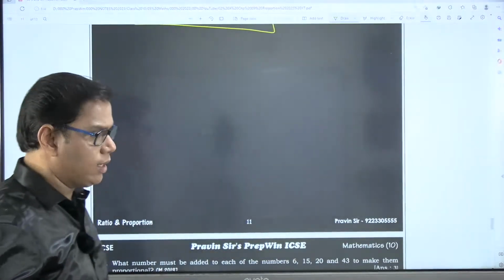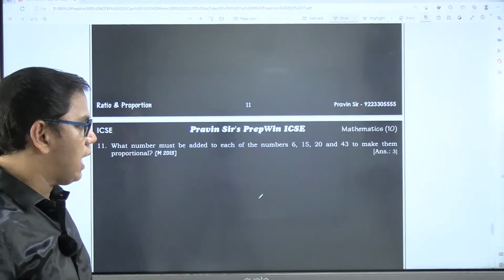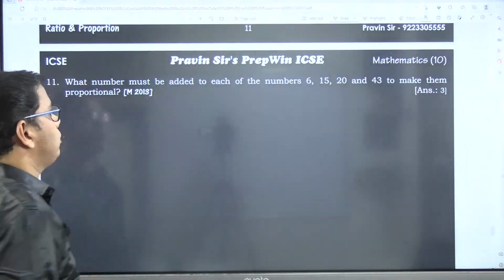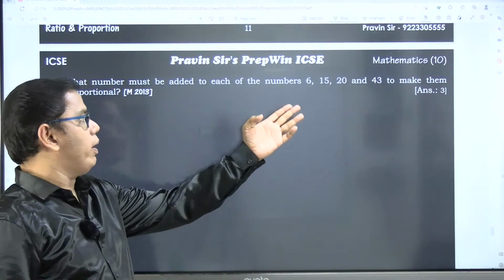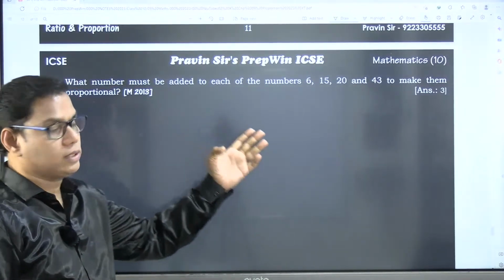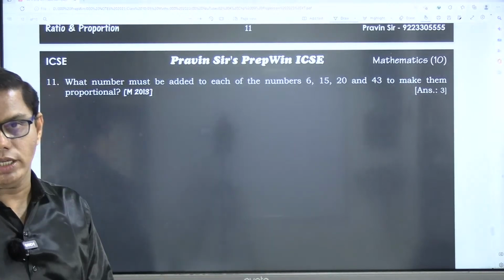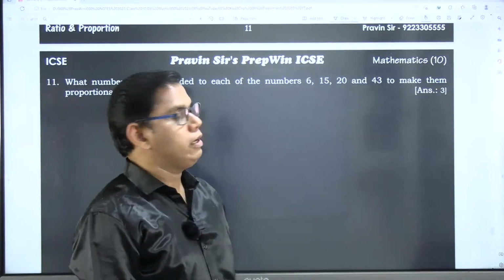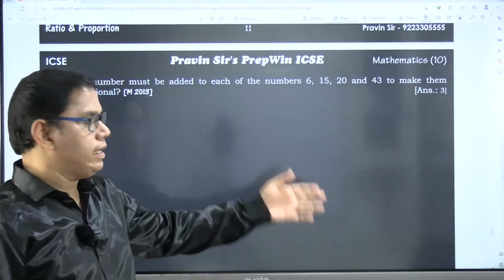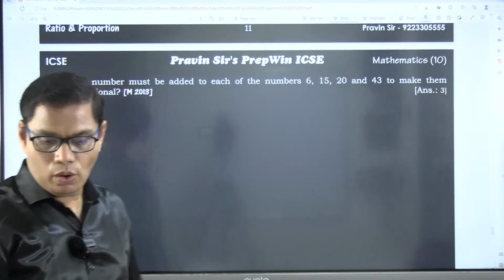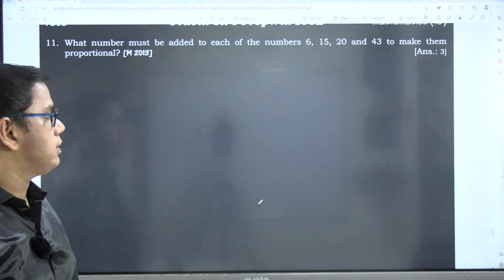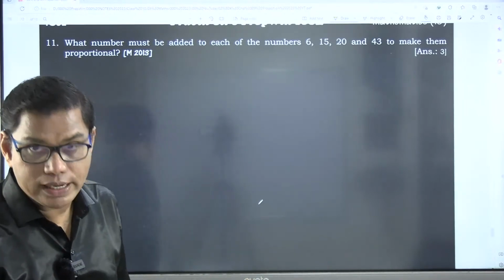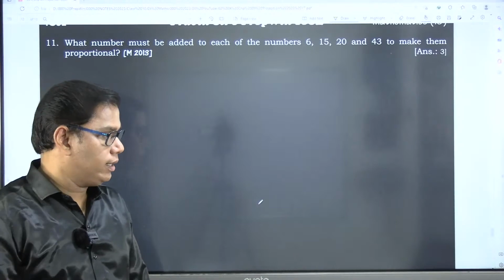Okay, this is also the same kind of question. This is also a board question. It was asked in 2013. What must be added to each number 6, 15, 20, 43 to make it proportional? Okay, the answer is also given, 3. So solve it and let me know. You can even write the answer in the chat box, right? Okay, you can mail me if you want. You can mail me the snapshot of your solution. You will get my email ID in the description box.